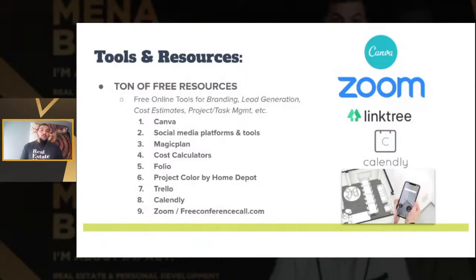Folio is a cool tool that you can plug into Gmail that will help you organize your transactions as you get emails in Gmail. It basically identifies that this email belongs to this transaction and really helps you stay organized. Project Color by Home Depot is a cool app that basically allows you to see what the room would look like when it's repainted. So if you're looking at a fixer-upper or a home that needs work and your clients want to get a vision of what it looks like, Project Color by Home Depot is a cool app to do so.